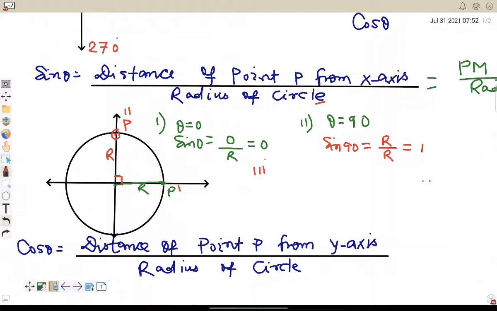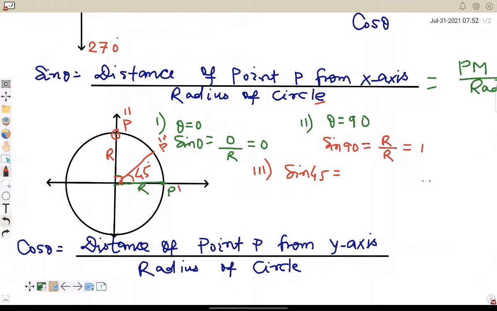The values of sine 45, sine 30, and sine 60 can all be found by some derivation. I will show that in the next video. So how can we find the value of sine 45? In the case of sine 45, this point P lies here, and let's say this one is P3, and in this case this complete angle is 45 degrees.